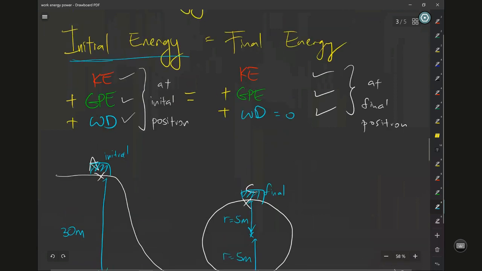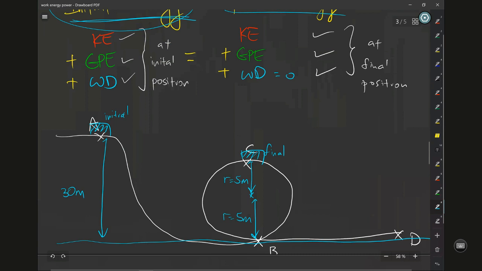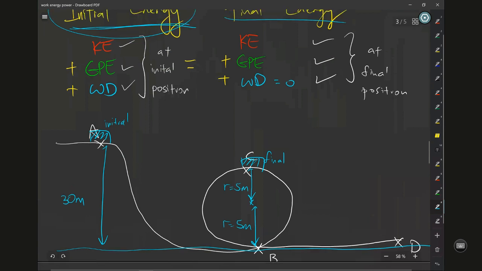Let's start first with the initial. So initial energy equals final energy. Let's consider everything that is initial first. Does it have KE? Maybe at A it is at rest, so there's no KE. I'm going to write everything down that is for the initial in green. So KE at A equals 0 joules.